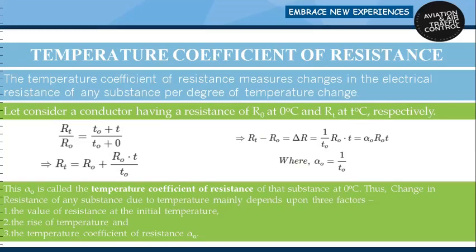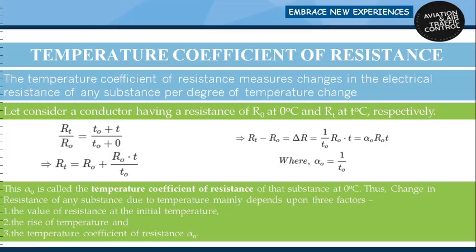So if we take R0 towards the right hand side, RT is equal to R0 plus R0 multiplied by T divided by T0. Then again if we take R0 towards the left, RT minus R0, the difference of resistance, that is the change in resistance, equals R0 T divided by T0. And 1 upon T0 is known as alpha naught.